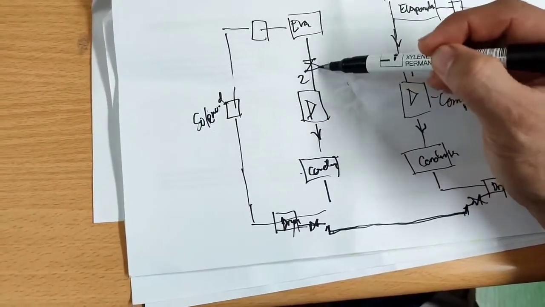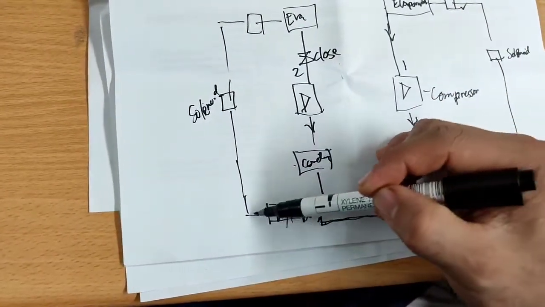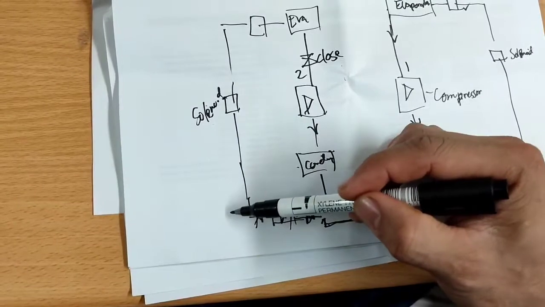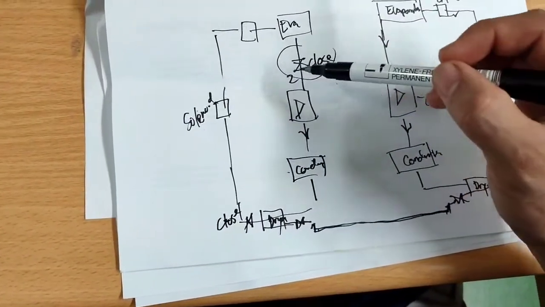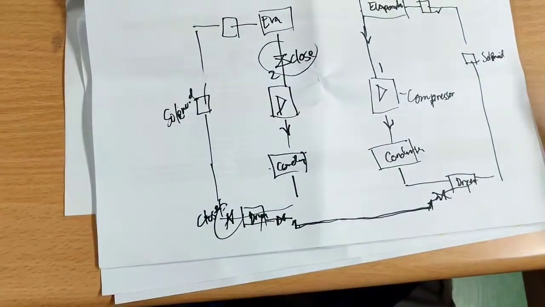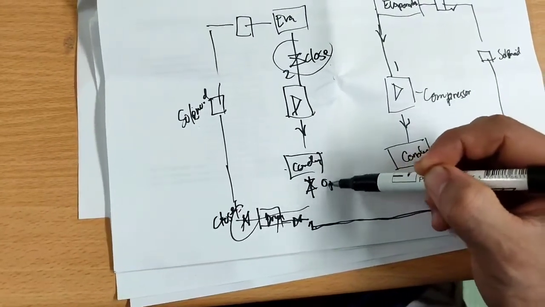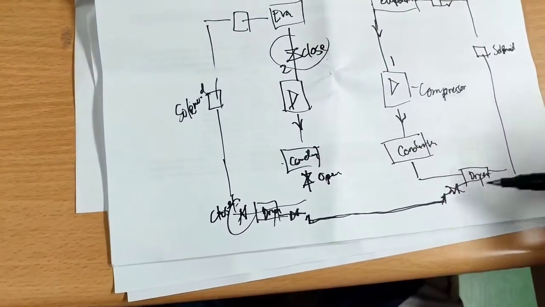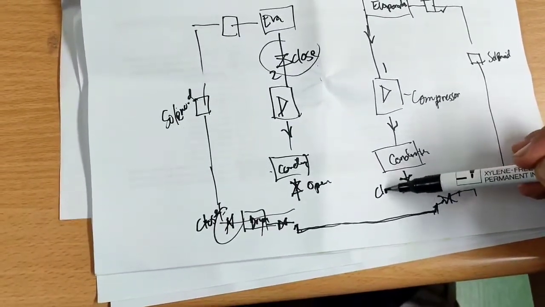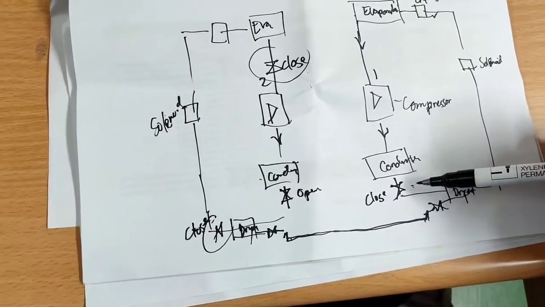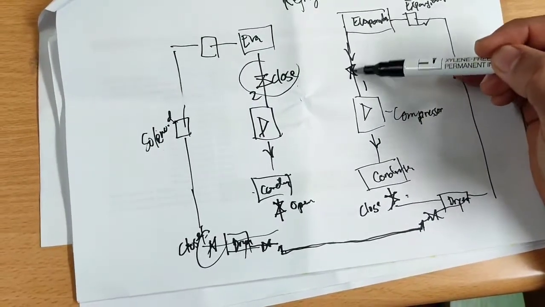Okay, suction isolation valve closed at system 2. After the dryer must be closed. After the condenser, this must be open. At system 1 it is closed, and all valves are open.